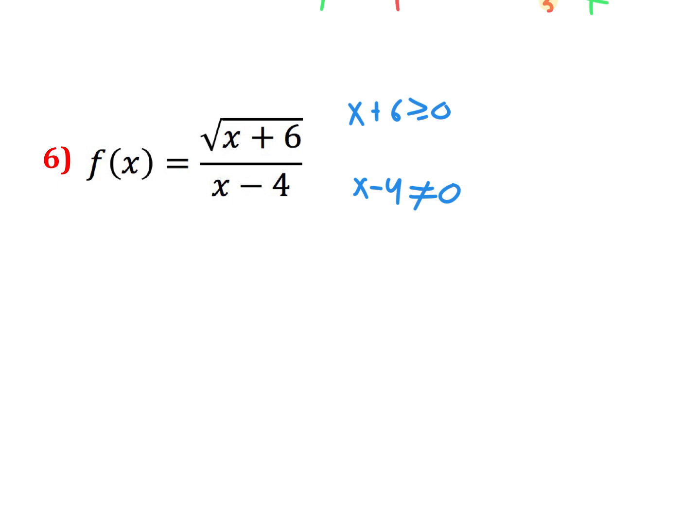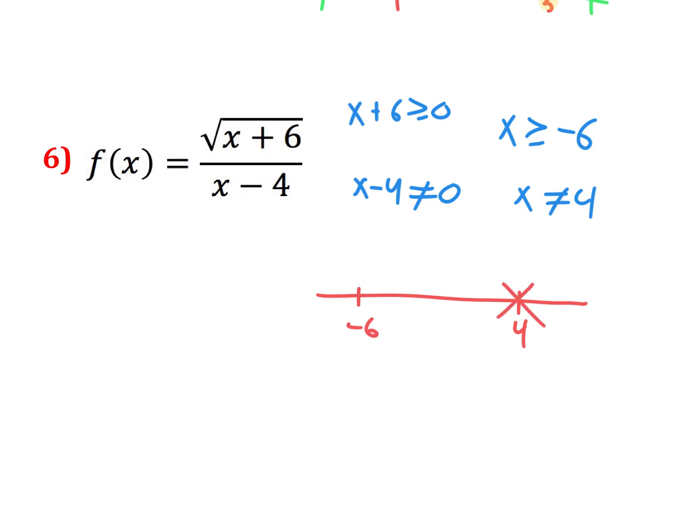The first one is that my x value has to be greater than or equal to negative 6. The second one states that my x value is not allowed to equal 4. So my domain essentially is every number bigger than or equal to negative 6 except for 4. This might help to visualize a number line. So we have negative 6 and 4. That's where things get interesting. 4 is not allowed.